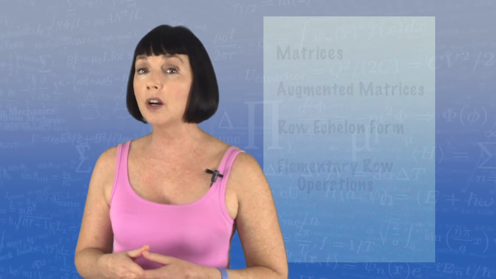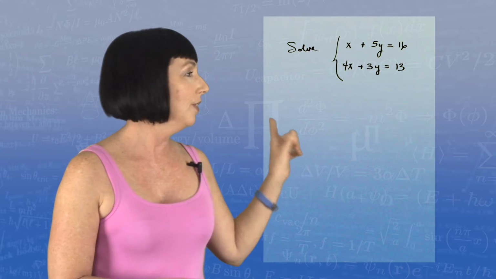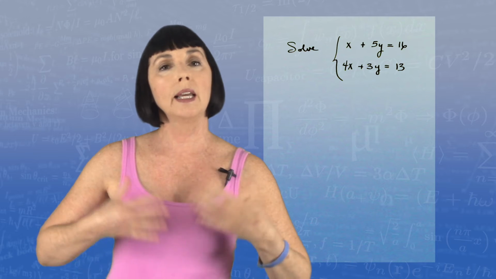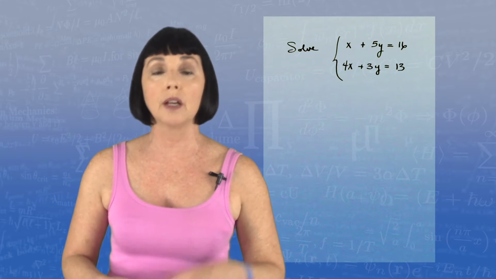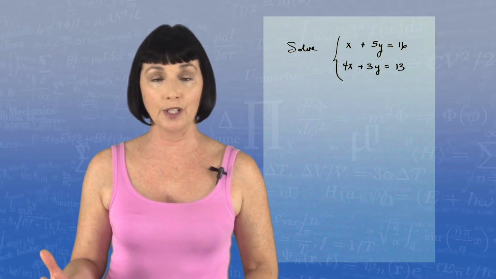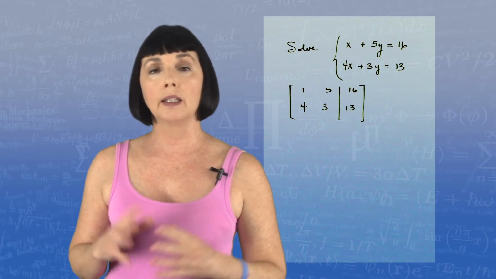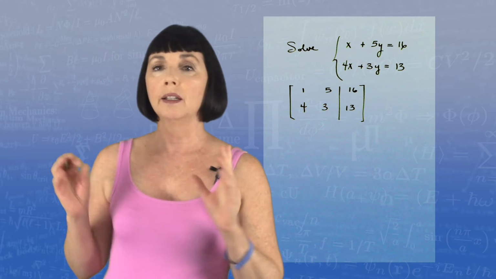All right, so here's our example. Let's solve this system of equations. The first thing I'm going to do is write an augmented matrix, which consists of the coefficients and the constant terms. So I have on the top 1, 5, 16, and in the second row 4, 3, 13.